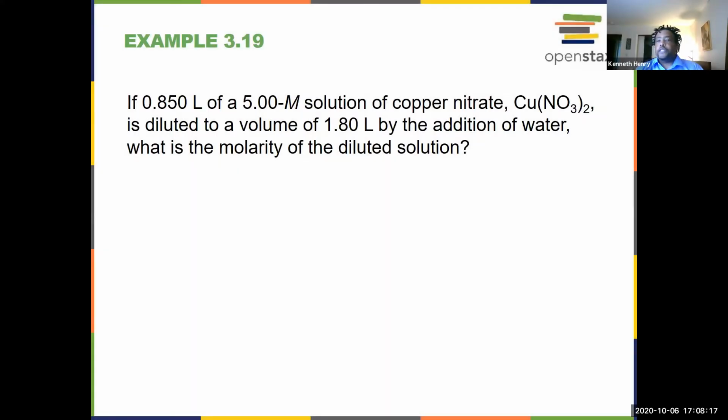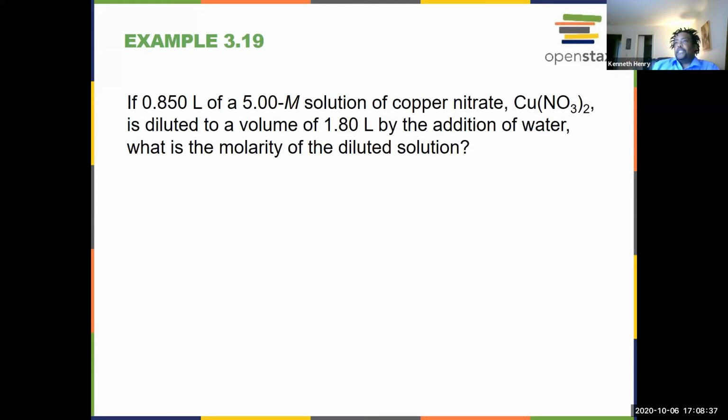Okay, so we've already talked about concentrations, right? Molarity. You guys remember molarity? What is molarity? Moles of solute over liters. Okay, so moles over liters.